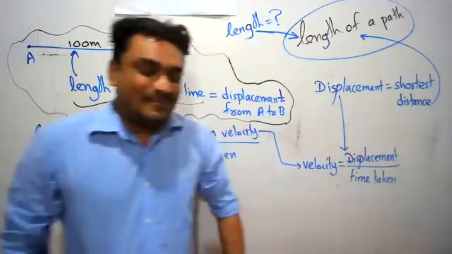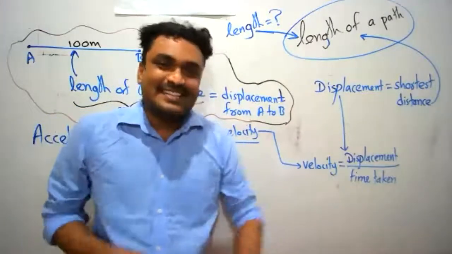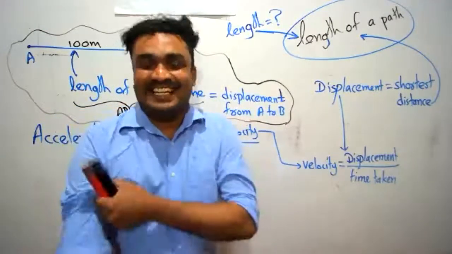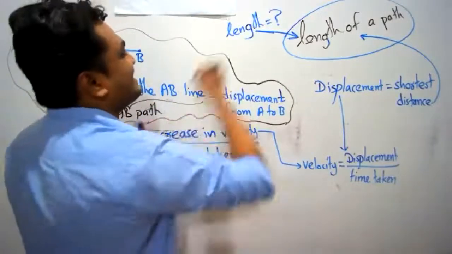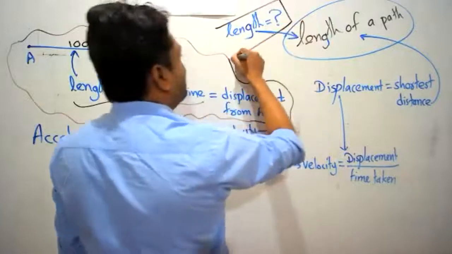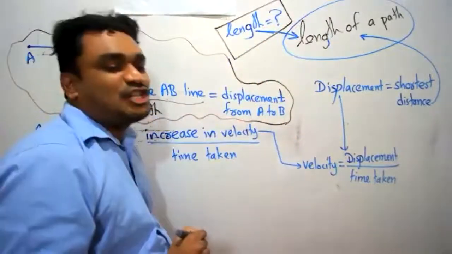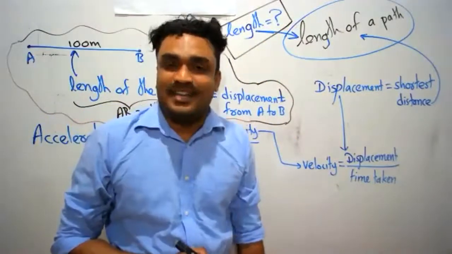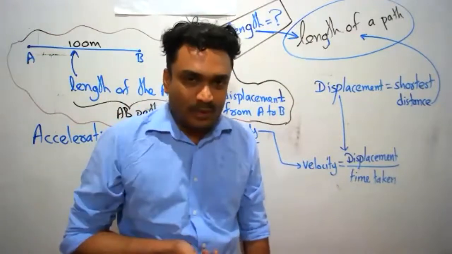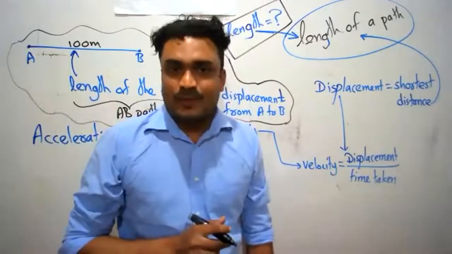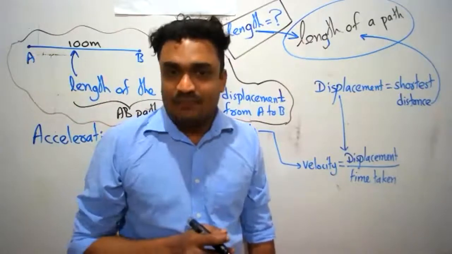I feel so sorry about you. You have sent me so many definitions for length. Length cannot be defined. Length can only be measured, but cannot be defined. You can write a definition for acceleration. You can write a definition for velocity. You can write a definition for displacement, but you cannot write a definition for length.